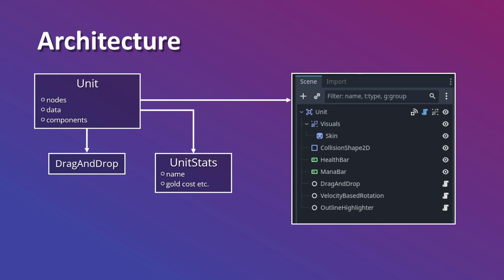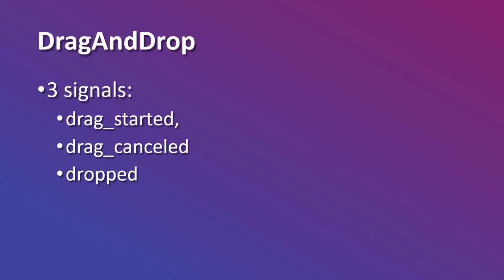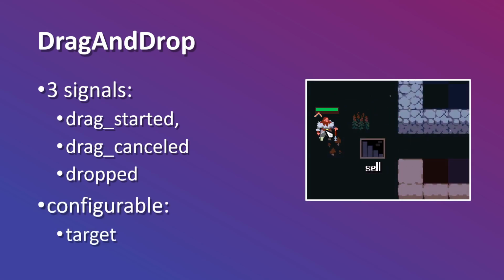So how does this drag and drop component work? Well, we'll define three signals: when the dragging started, when the dragging was cancelled, and when the target is dropped. And also it's pretty configurable because we can set it to any target. In this case, the target will be the unit itself, but in season 2, we'll reuse the same component for items. So why don't we get started?